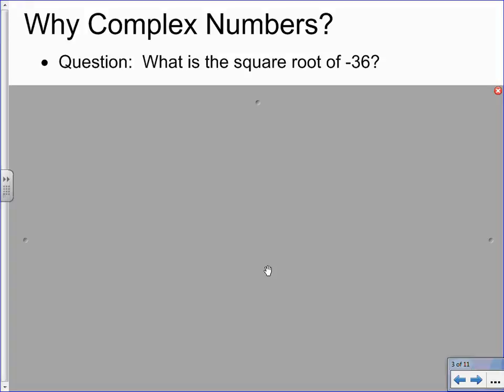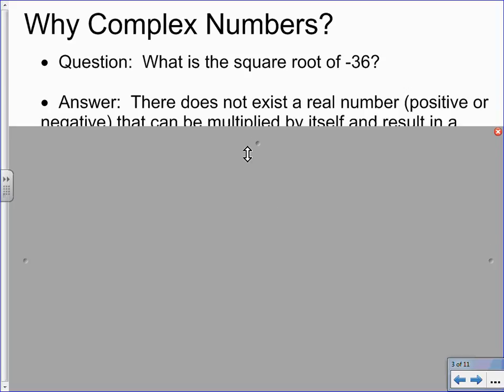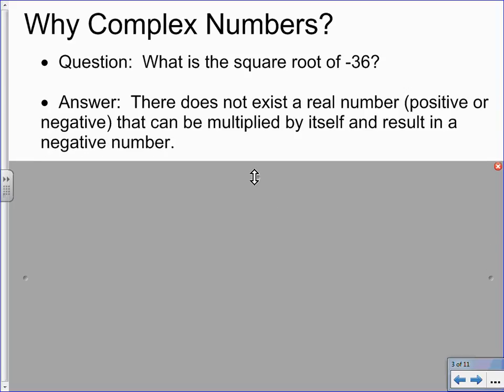Okay, so you don't have to write anything down for this, but this was the discussion that we just had looking at two equations. X squared equals negative 25 and x squared equals negative 36. And the question that popped up was, okay, we're supposed to take the square root of both sides, but what's the square root of negative 36? And eventually, after some discussion and some harassment from me about your answers, we decided there is no answer, right? Okay, so the answer to this question is there doesn't exist a real number that multiplies by itself to give you a negative answer. It's impossible.